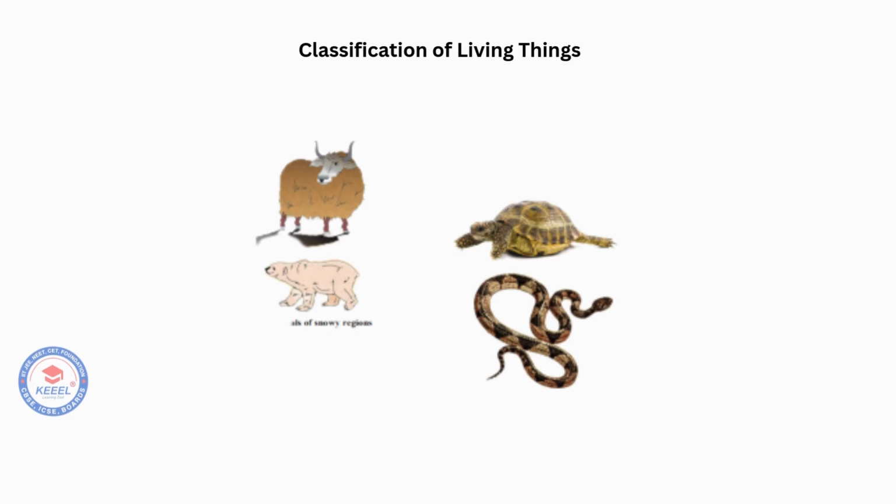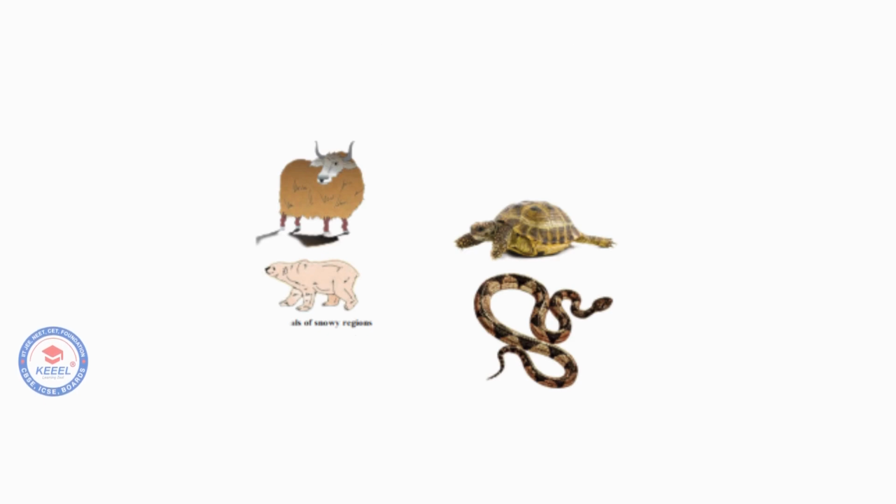Classification of living things. To study so many organisms, scientists classify them. They give each one a scientific name using two parts, genus and species. This method is called binomial nomenclature, started by Carl Linnaeus. Example: dog, Canis lupus familiaris; cow, Bos taurus; mango, Mangifera indica. Classification follows a hierarchy like this: kingdom, phylum, class, order, family, genus, species.